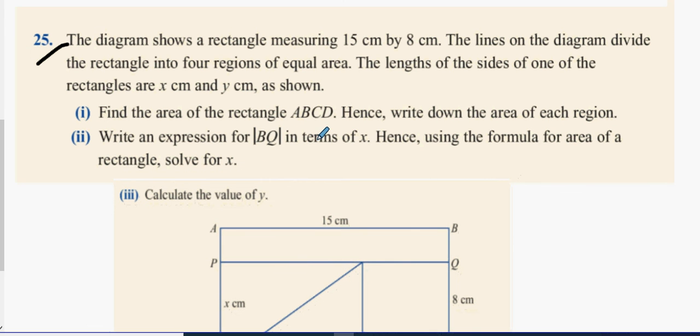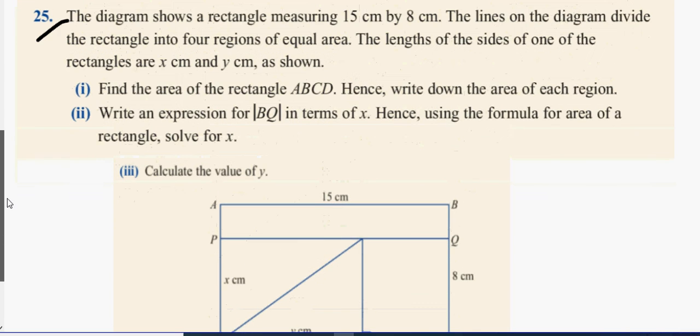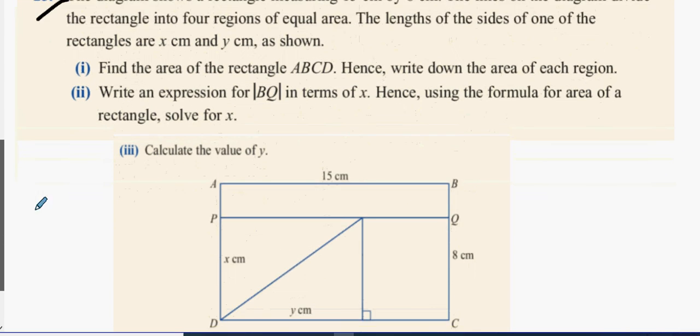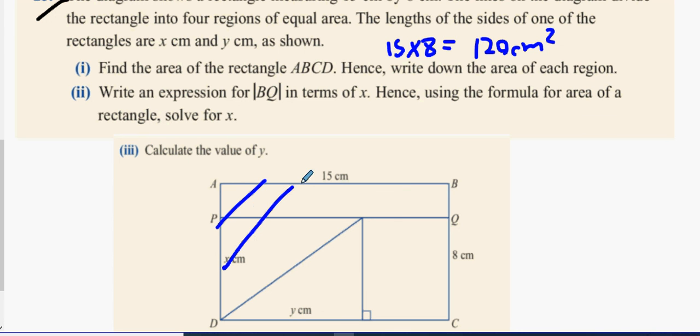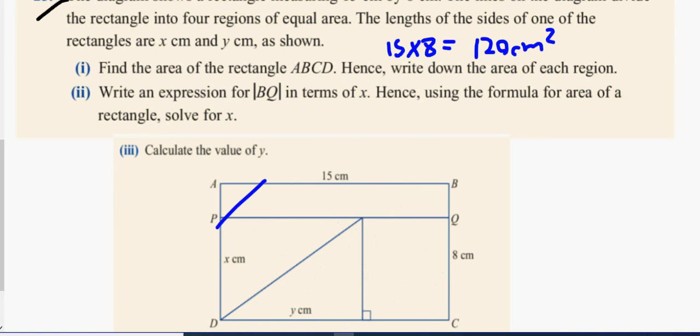Calculate the area of ABCD. Well, it's 15 by 8, isn't it? So 15 multiplied by 8, 120 centimeters squared. For those who don't know, the full thing is 120. We all good? That's brilliant.